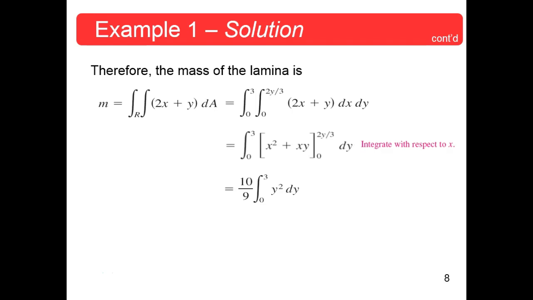4y squared over 9 plus 6y squared over 9. That would be 10y squared over 9. So y squared inside, 10/9 on the outside. Integrate that from 0 to 3. What's the antiderivative of y squared dy? It's going to be y cubed over 3. So you do that and evaluate that from 0 to 3.